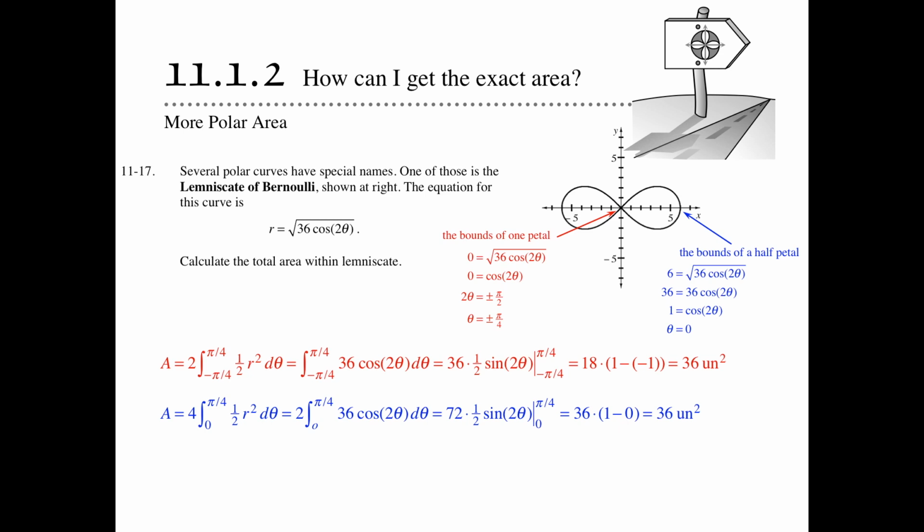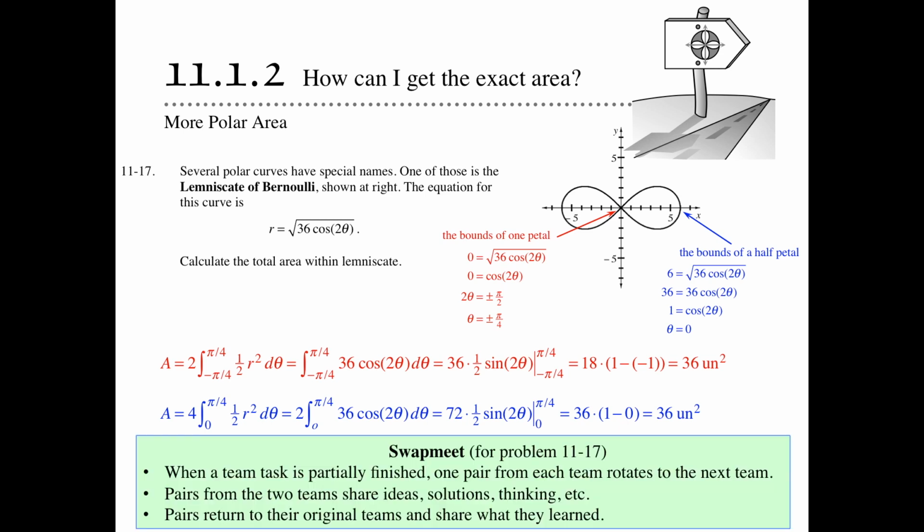So, as you circulate, attend to the different methods that different teams use and use study team strategies, such as the swap meet, where when a group is partially finished with the problem, one pair from each team will rotate to their neighboring teams and then share ideas, solutions, strategies, thinking, and then return to their original team to share what they learned. This will expose your students to more strategies to approach these sorts of problems.